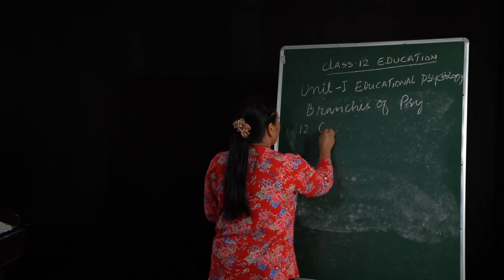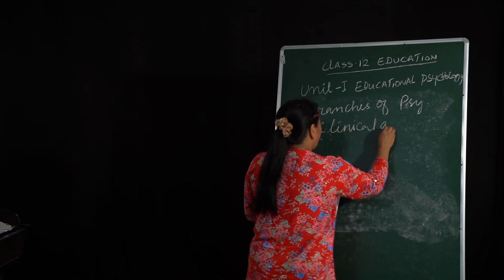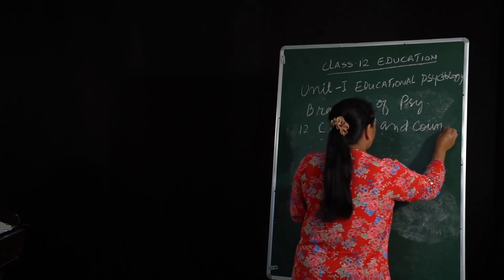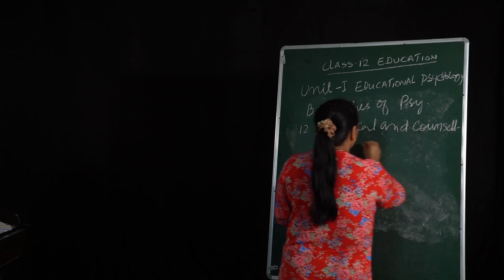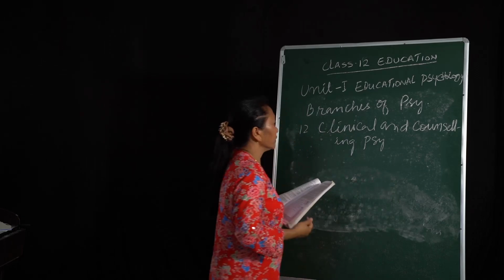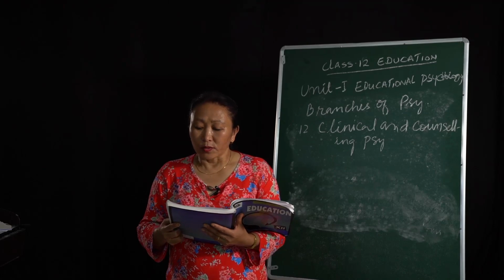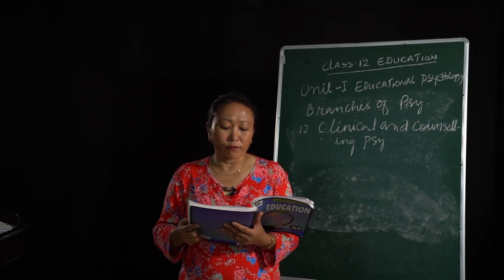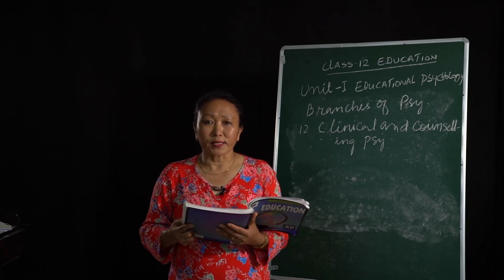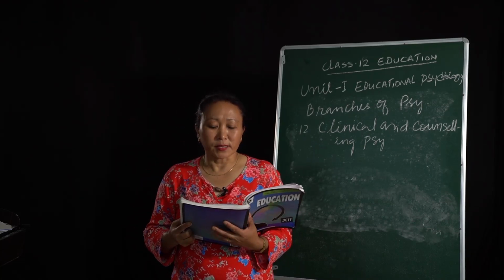Number 12, clinical and counseling psychology. This branch deals with causes, treatment, and prevention of different types of psychological disorders such as anxiety, depression, eating disorder, and chronic substance abuse.